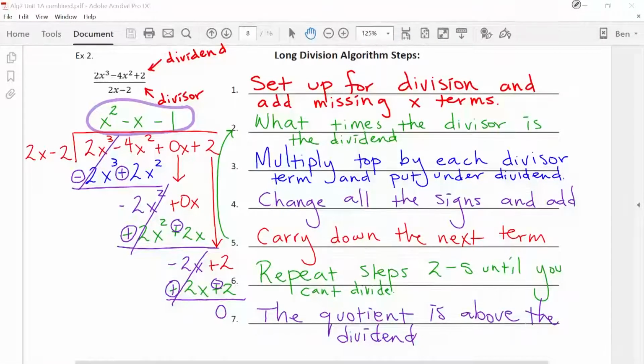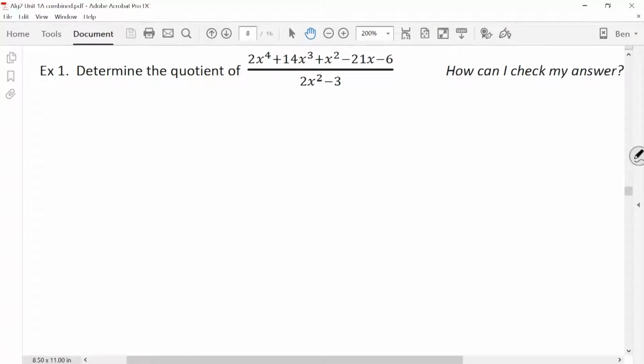Okay, let me show you this one more time with one more example to give you another way of looking at it. We will determine the quotient of 2x to the fourth plus 14x cubed plus x squared minus 21x minus 6 divided by 2x squared minus 3. Again, the first step is that I'll rewrite this, but I will include any missing x terms. Now, looking at the numerator, the dividend, I don't see any missing x terms.